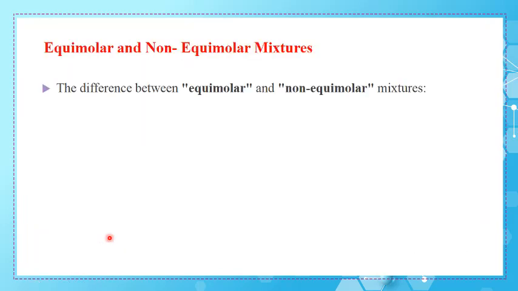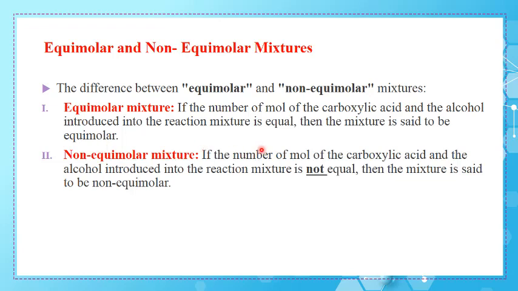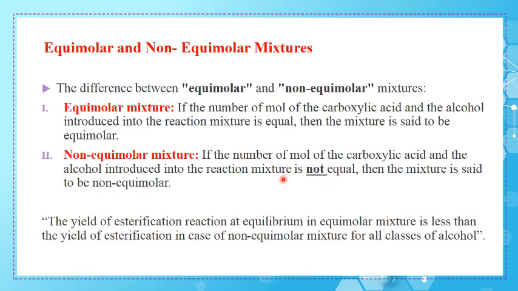Now, equimolar and non-equimolar mixtures, we've already explained it, but let's repeat it. An equimolar mixture is one where the number of moles of the carboxylic acid and the alcohol introduced into the reaction mixture is equal. Simply, in that case, the mixture is said to be equimolar. While in the other way around, if the number of moles of the alcohol and carboxylic acid is not equal, the mixture is said to be non-equimolar.